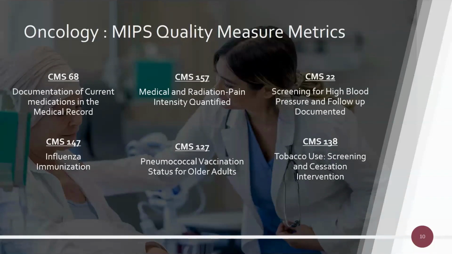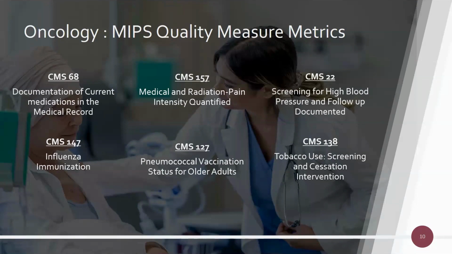For CHP, MIPS quality measures have been distinguished by provider specialty. These quality metrics will be reported on your quarterly scorecard. For oncology providers, your measures are focused on the following 6 metrics. CMS 68, documentation of current medications in the medical record. CMS 157, medical and radiation pain intensity quantified.